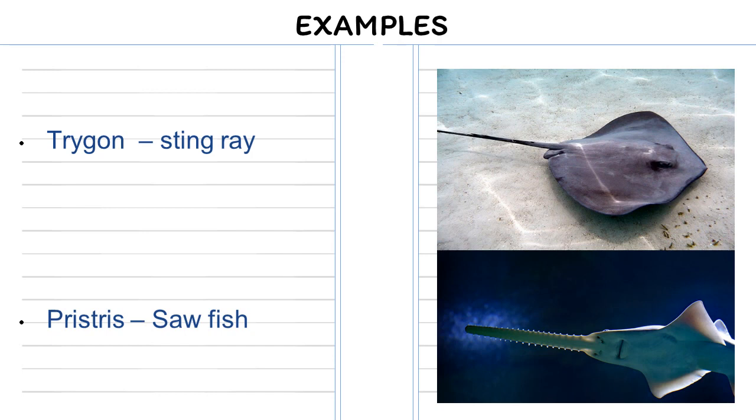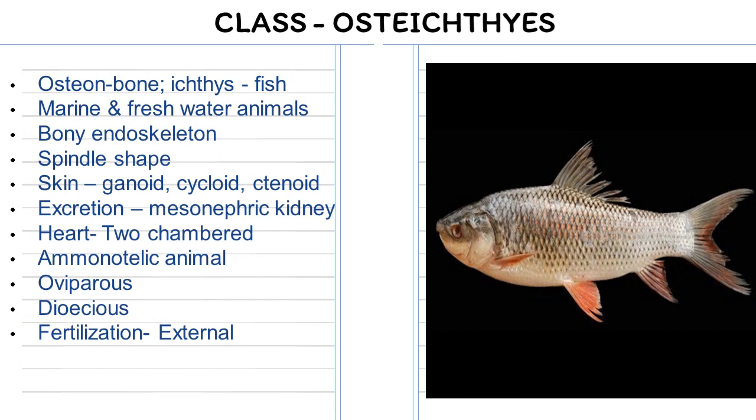Examples for this chondrichthyes is the trygon. Its common name is stingray, the first figure. The second one is pristis. Its common name is sawfish, the second figure, right? And the third class is osteichthyes. It is the normal fishes, we can say, the bony fishes.